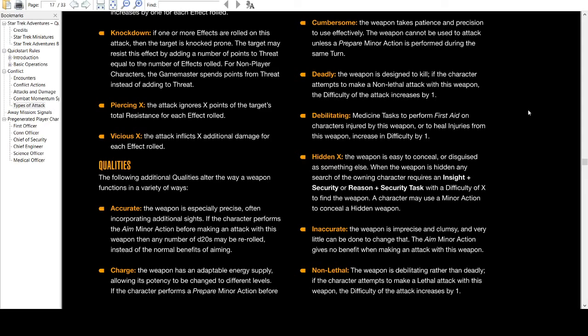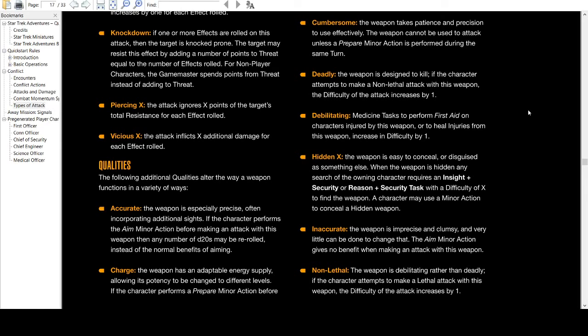an option. Deadly. The weapon is designed to kill. If the character attempts to make a non-lethal attack with this weapon, the difficulty of the attack increases by 1. Alright, debilitating. Medicine task to perform first aid on characters injured by this weapon or to heal injuries from this weapon increases in difficulty by 1.